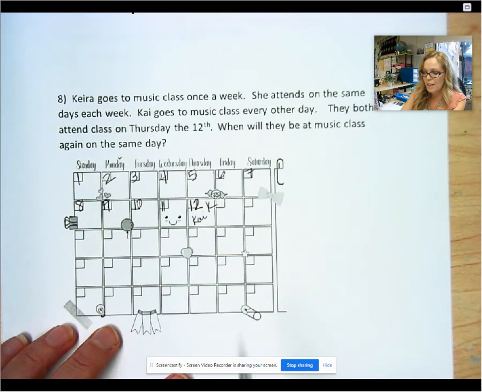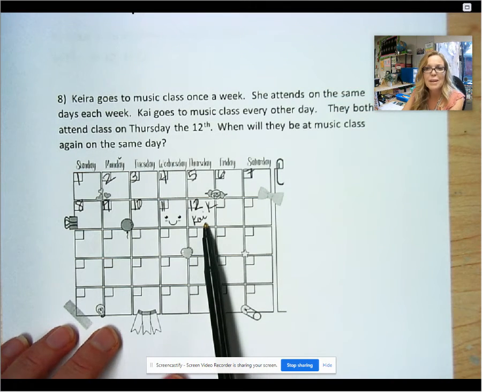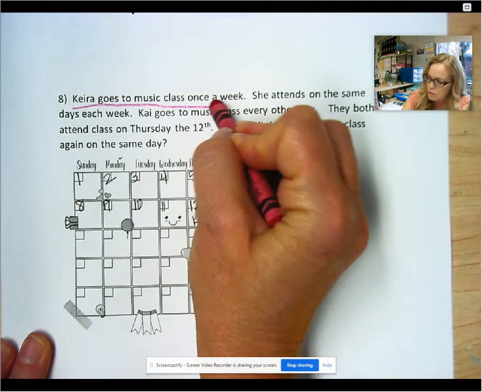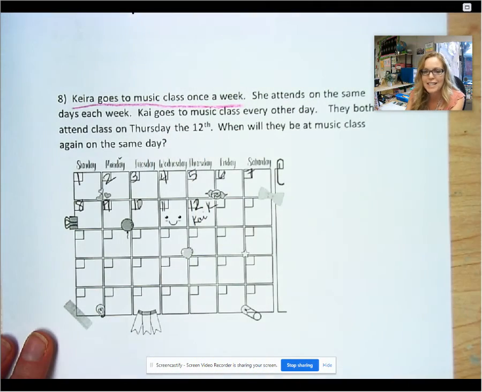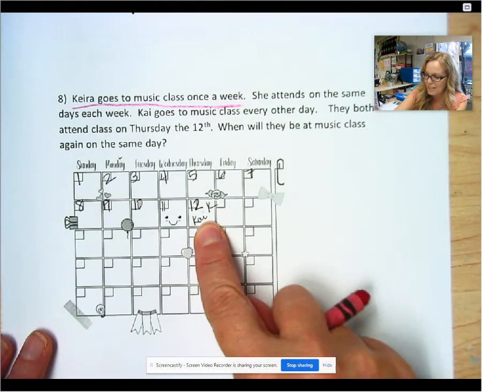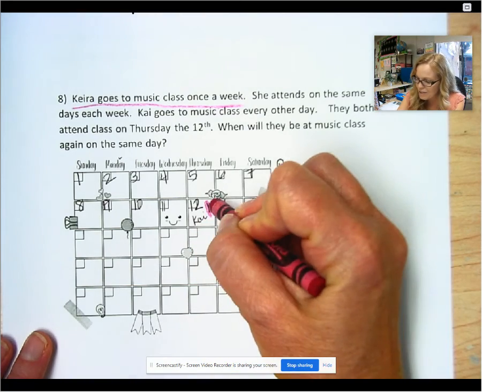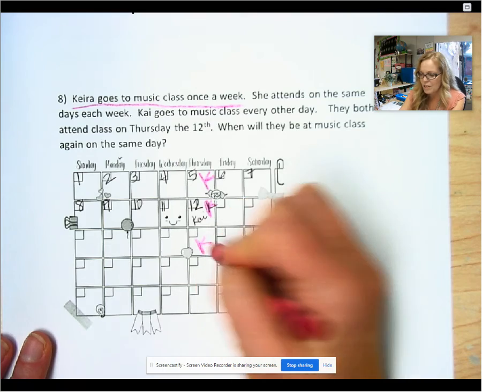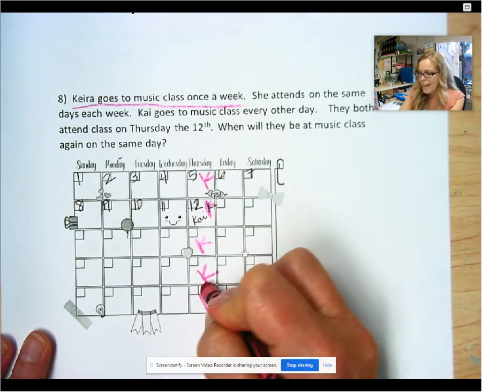Okay, so if they both attend on that day, we have to go back and find that information. Remember when we were doing word problems this week, I had you underline the things that stand out. Here's what stands out to me. Kira goes once a week. She attends the same day each week. Aha! If she attends the same day every week, and she happened to be there on that Thursday, then I also know she would go the Thursday before, and the Thursday after, and the Thursday after that, and the Thursday after that.